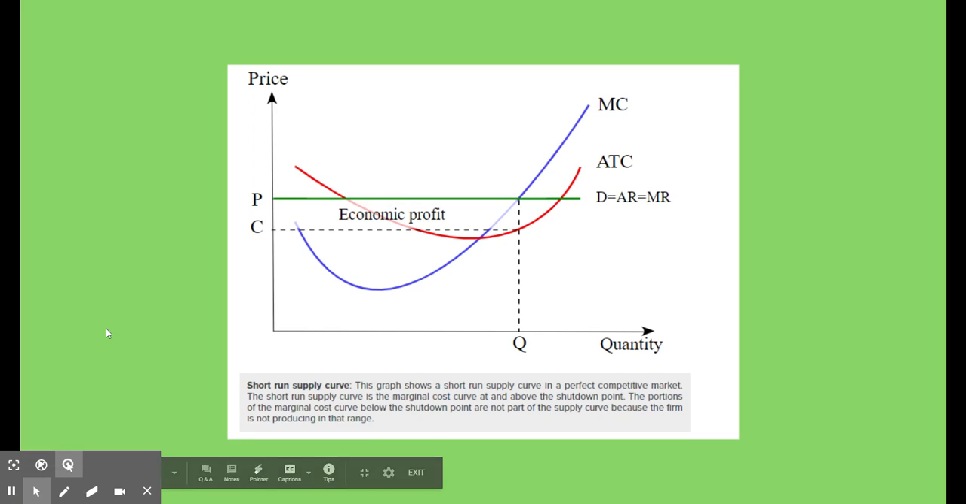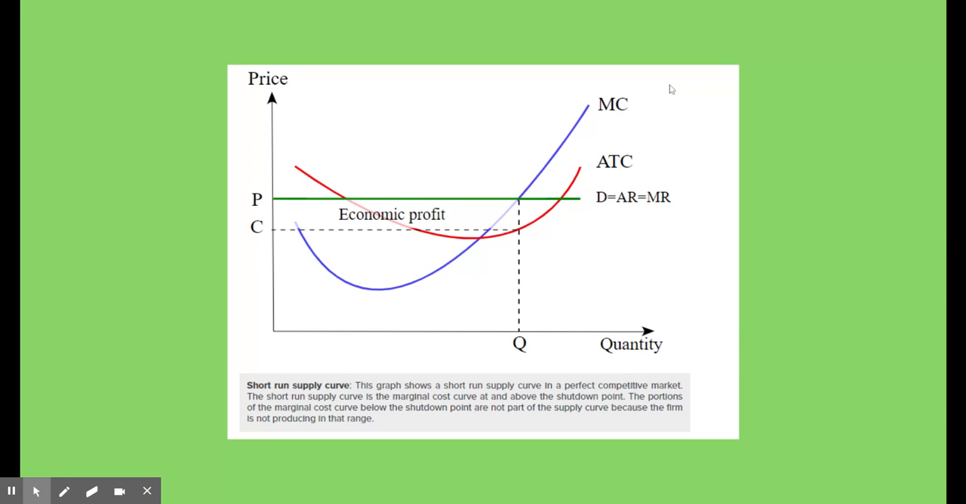And this is a short run supply curve. So in this graph, remember that marginal cost is the same as supply. And so basically, the short run supply curve is the marginal cost curve at and above the shutdown point. So right in through here. The portions of the marginal cost curve that are here below the shutdown point are no part of the supply curve. So just think of supply just as this here. And the reason for that is because the firm is not producing in that range. It's not going to be producing down here because that's lower than what they're going to be taking in. That just doesn't make any sense.